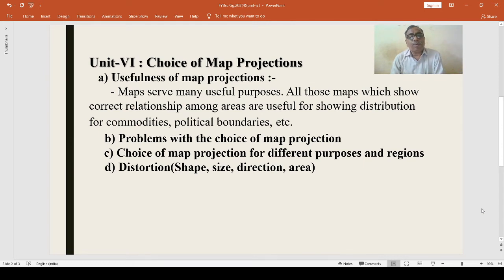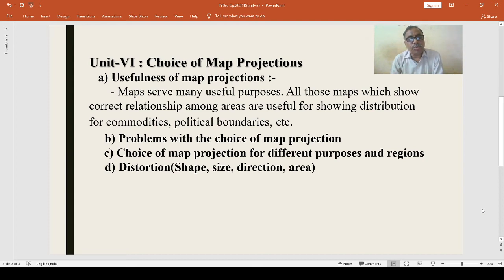The choice of map projection for different regions. These regions are tropical regions, temperate regions, polar regions. About the tropical regions, map of India, Sudan, Saudi Arabia, Indo-Pakistan boundary. For representing these, Bonne's projection is used.